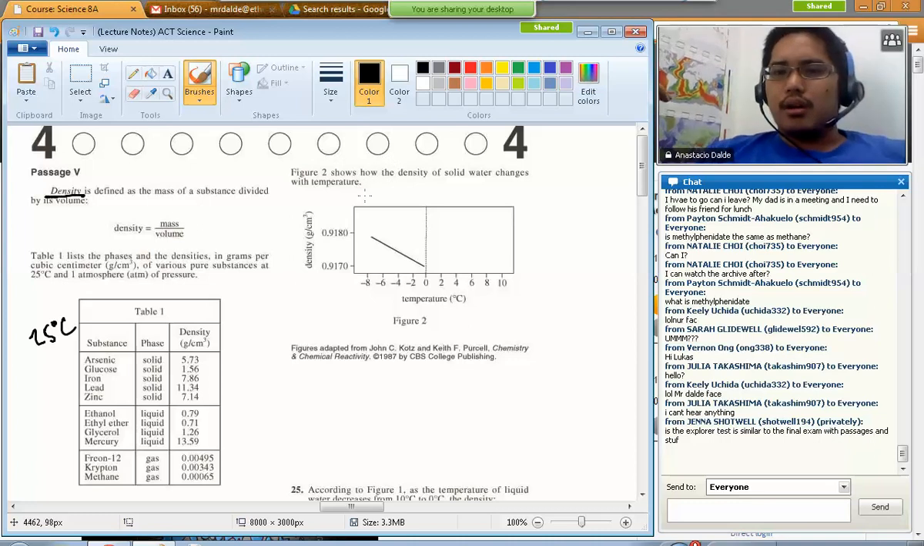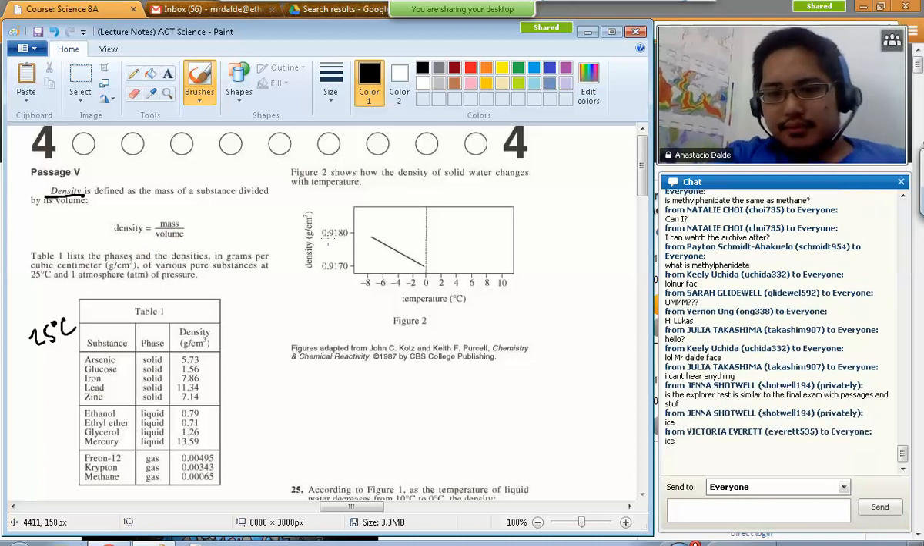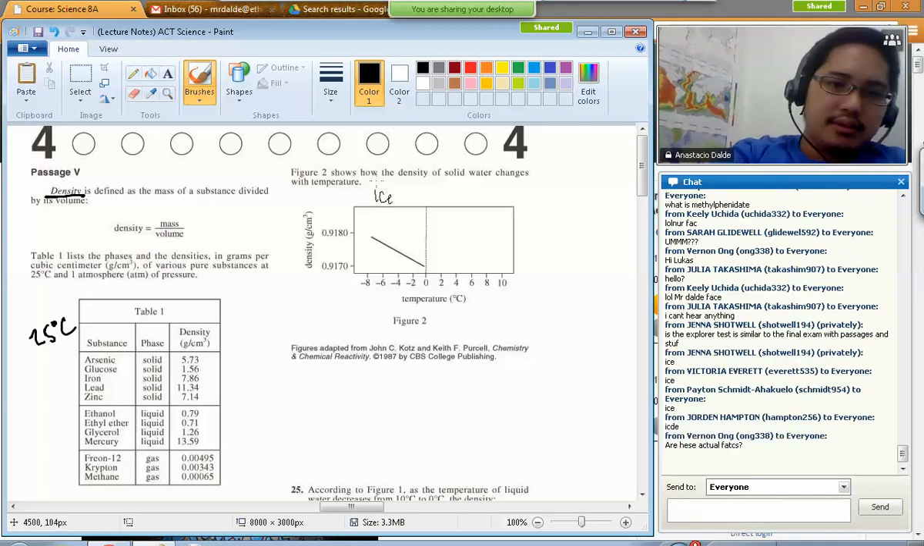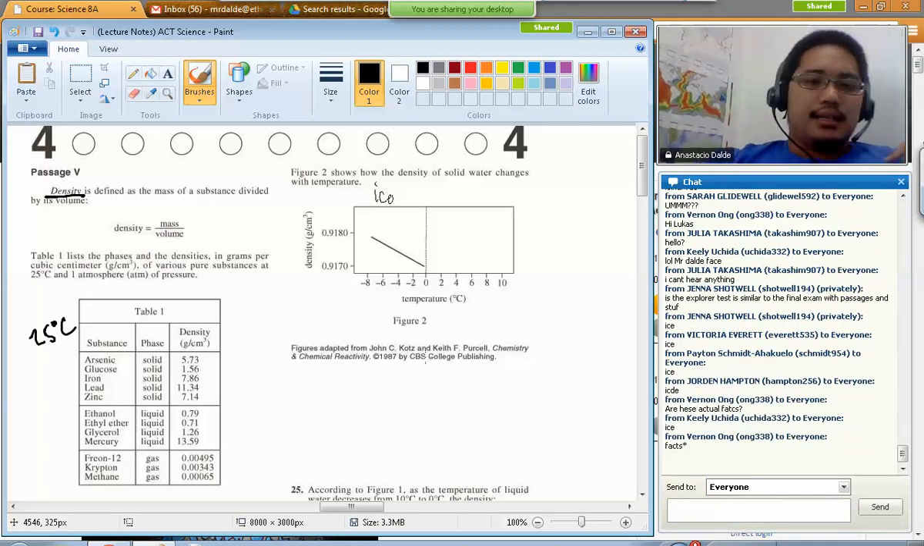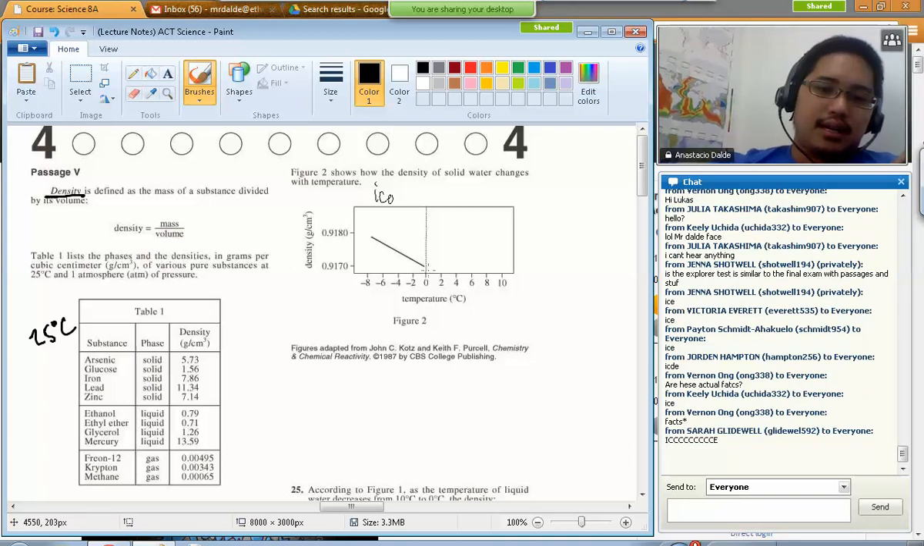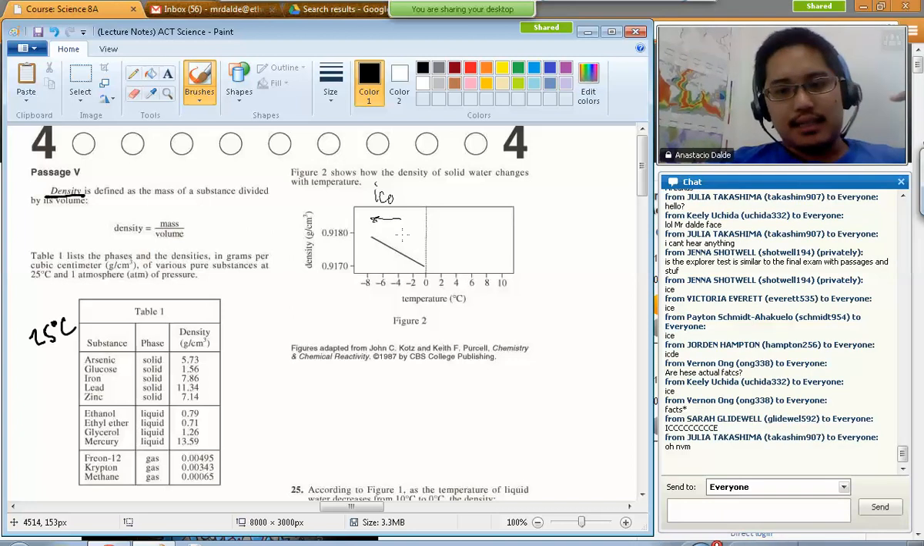What is solid water known as? Ice. There we go. This is ice. And ice apparently gets denser as you get colder. Notice how as you get colder, the ice gets denser.